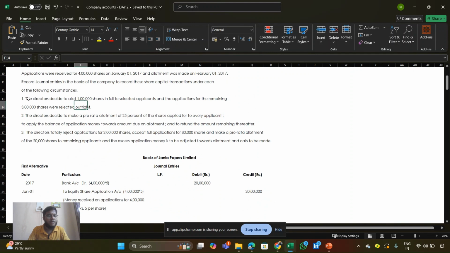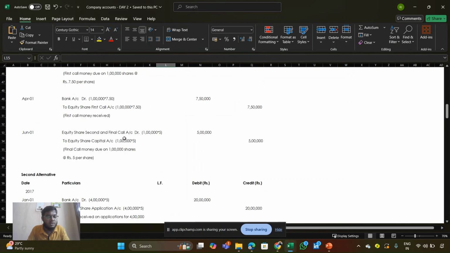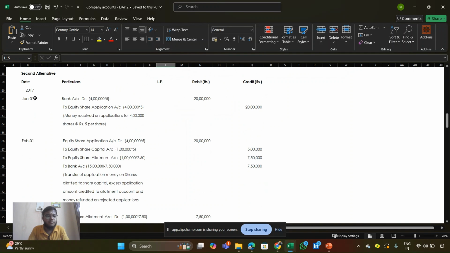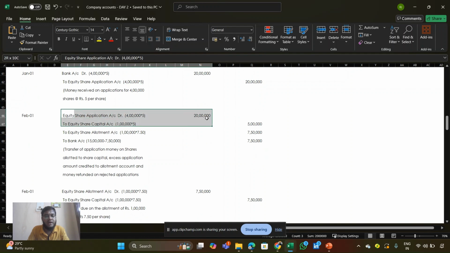Okay. So the first alternative is finished. Next we'll move on to the second alternative. Second alternative, what? Pro rata basis. Okay, on pro rata basis we have to apply the shares to the allotment. So in the second alternative, the first entry will be the same: bank account debited to equity share application, whatever the shares received as application, 4 lakh shares into 5, which is 20 lakh. Next, equity share application 4 lakh into 5 is debited.